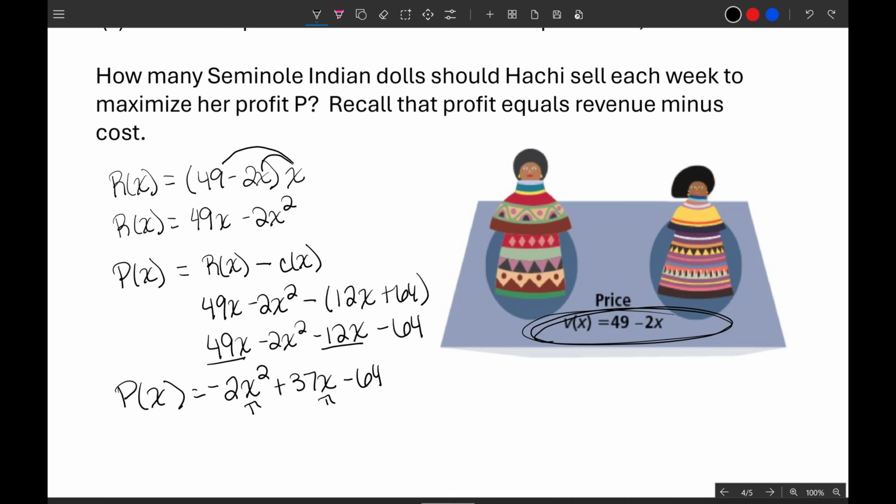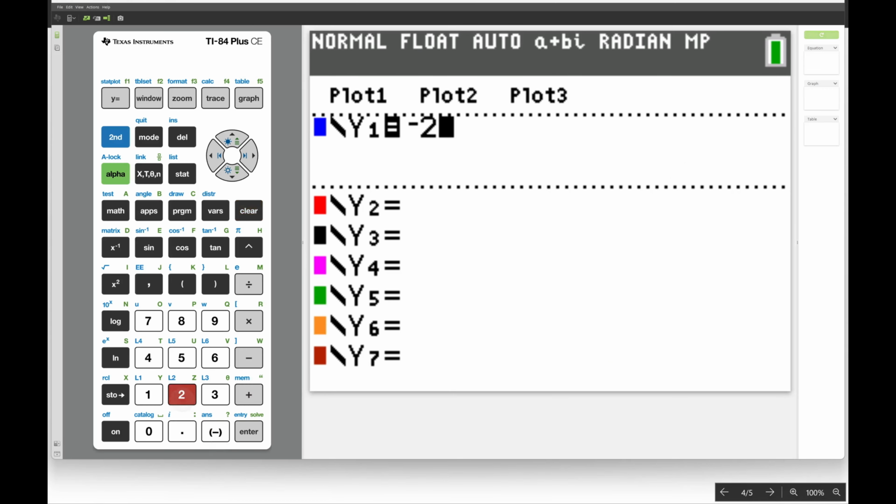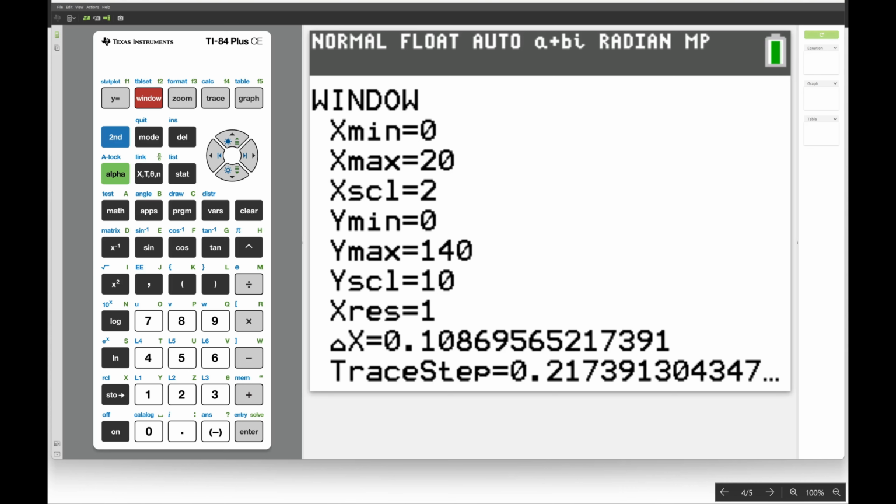So let's say that we graph this. Let's graph it and take a look and see what it looks like. So we have negative 2x squared plus 37x minus 64. Now I'm going to adjust my viewing window, because if I go to just my normal viewing window, it's not going to look right. I'm not going to be able to see the maximum. So I'm going to adjust my window. I'm going to go with x minimum of 0 all the way up to an x value of 20, and then every tick mark is going to count by 2.